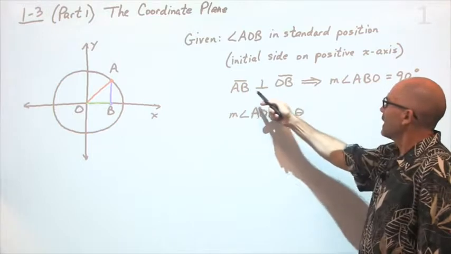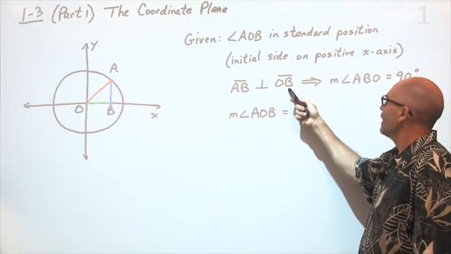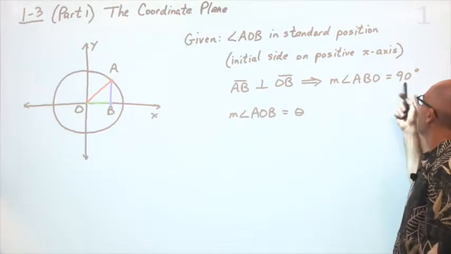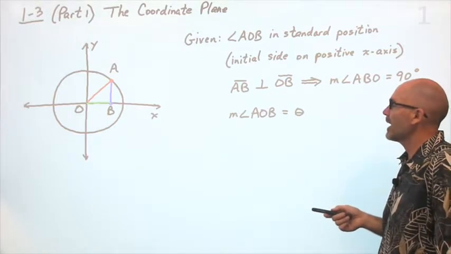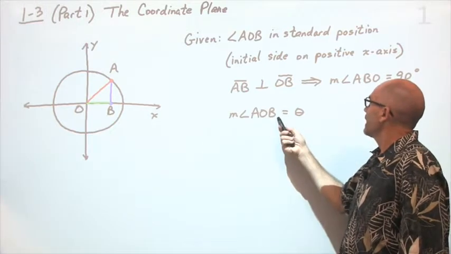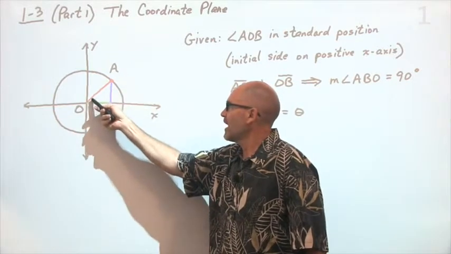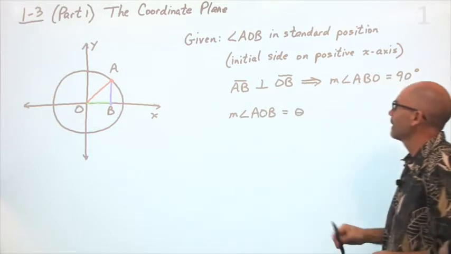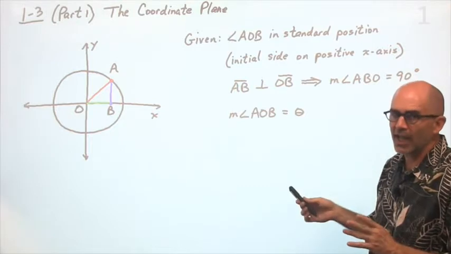Like I said, AB is perpendicular to OB, so the measure of angle ABO is 90 degrees. In other words, angle B is 90 degrees. It's a right angle. The measure of angle AOB is theta. So our angle in here is theta. This is the setup we're going to be working with for this whole year.